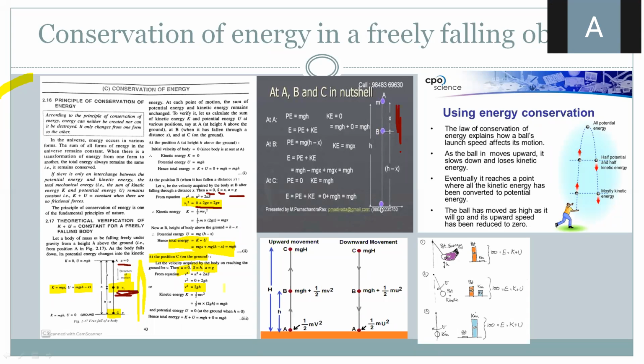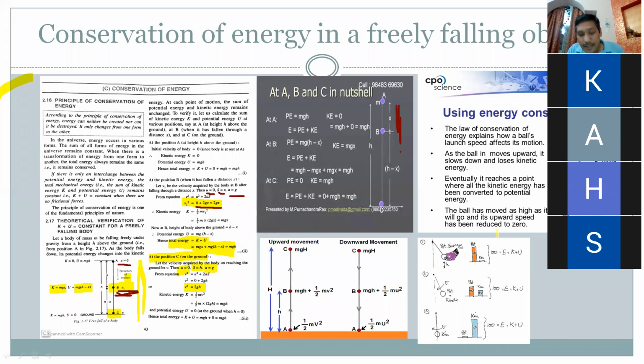Height is 0. The ball is now on the ground, so the height of the object is 0 from the ground. So tell me, how much is the potential energy of the falling body at the ground? 0. Right? We calculate the kinetic energy, sorry, at the ground level.